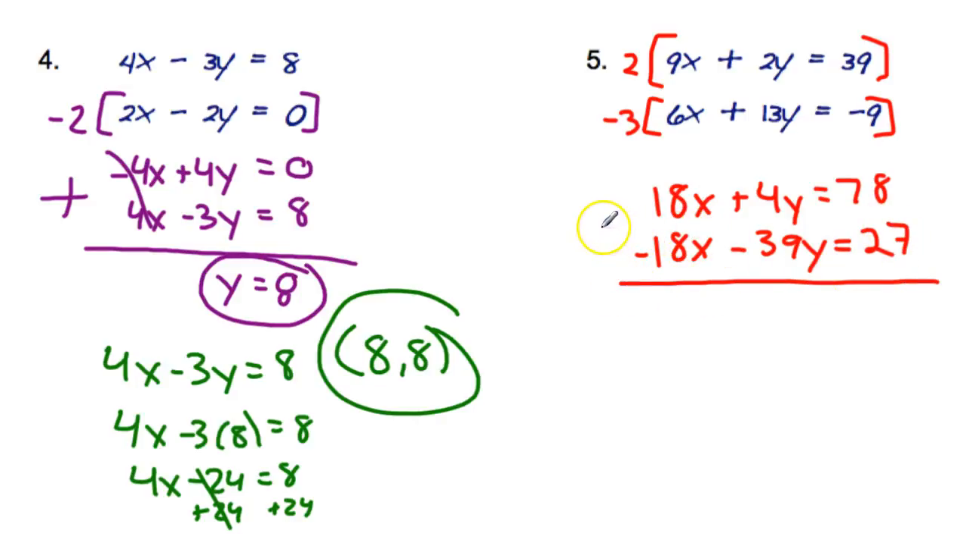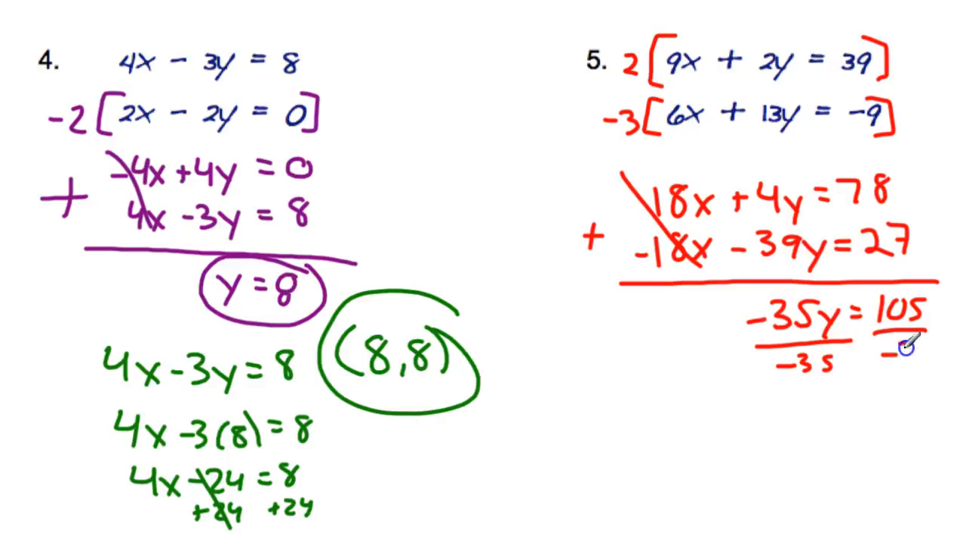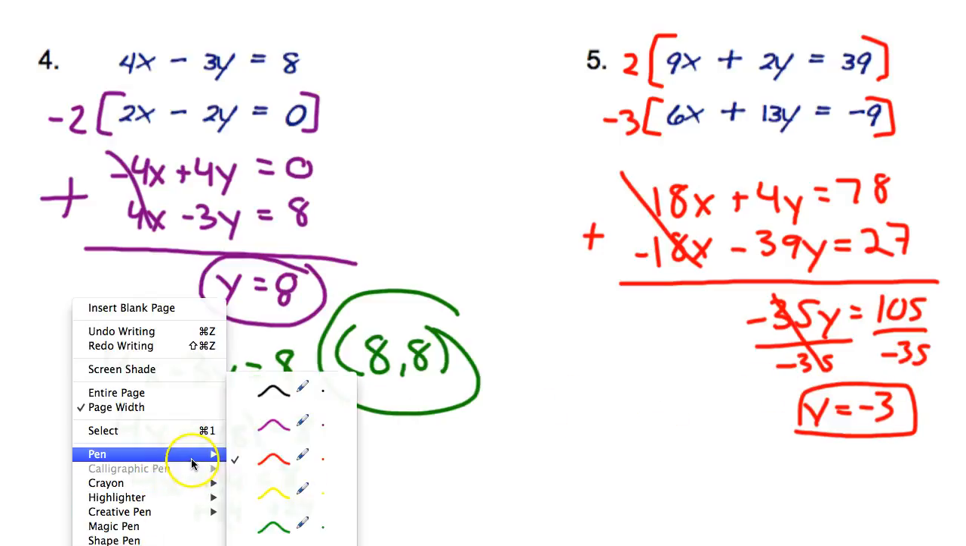So I changed both equations and now I'm going to add them together. Those cancel. Let's see here. 4 minus 39, that's going to be negative 35y. 78 plus 27, that equals 105. Now to get y by itself, I divide by negative 35, divide by negative 35. That cancels, and y equals negative 3. 105 divided by negative 35 is negative 3. All right, not so bad, not so bad.